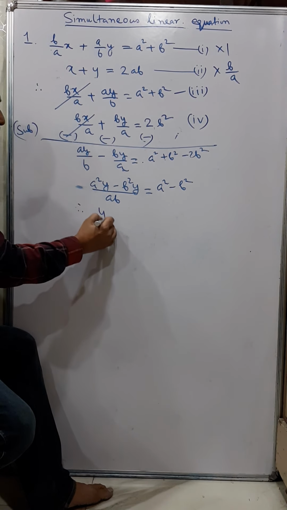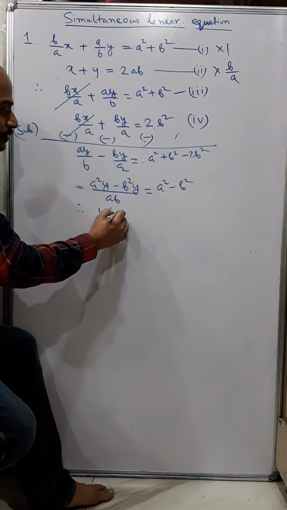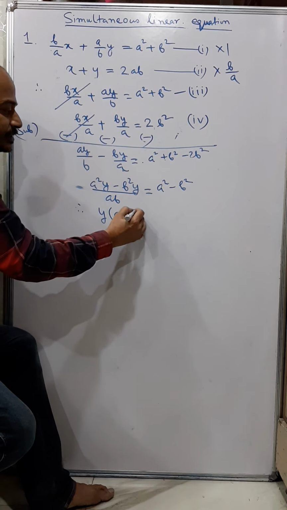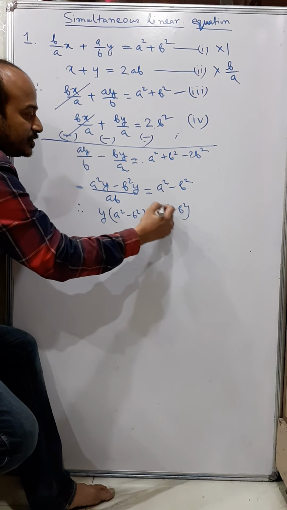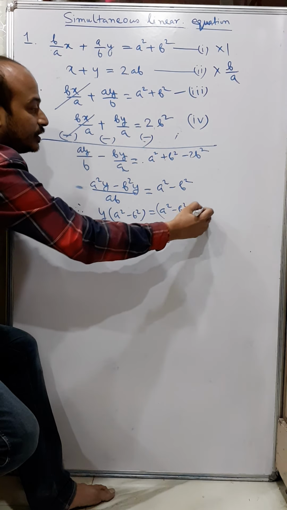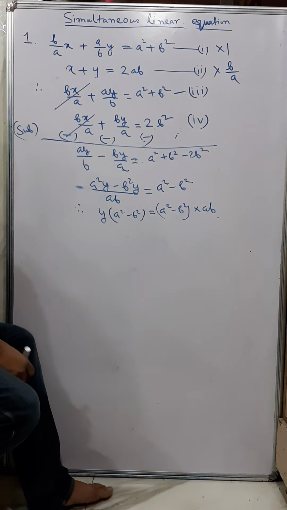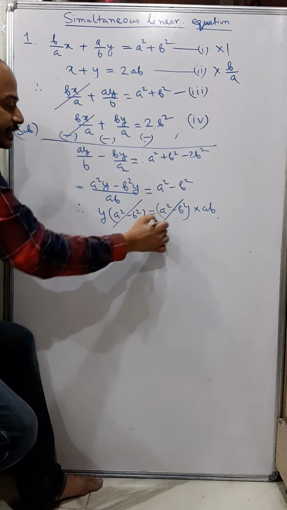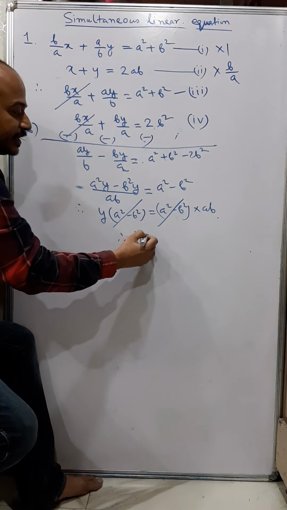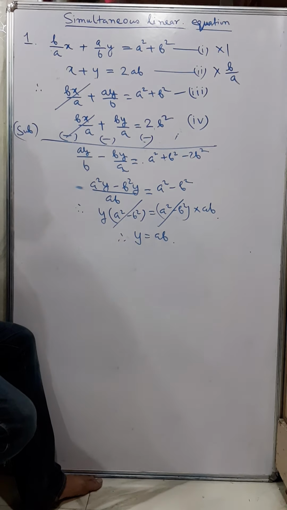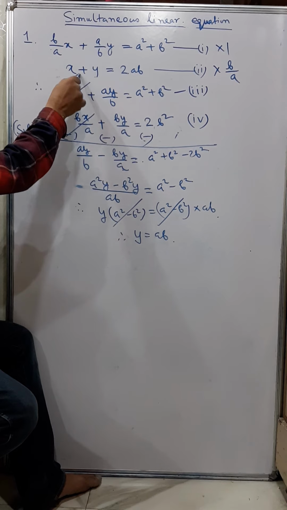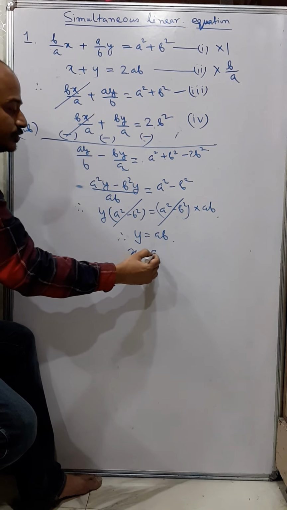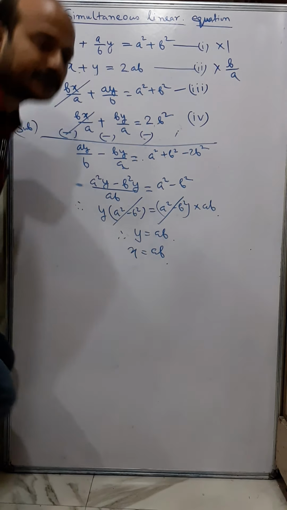And now we can take y common here. We get a square minus b square is equal to a square minus b square into ab, and finally this and this get cancelled. We get y is equal to ab. Now if I put this value in the second equation, we also get x equals ab, right? Understand?